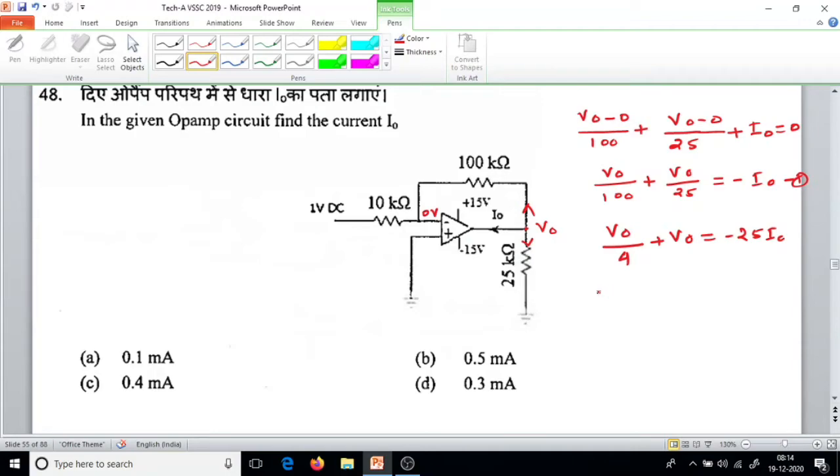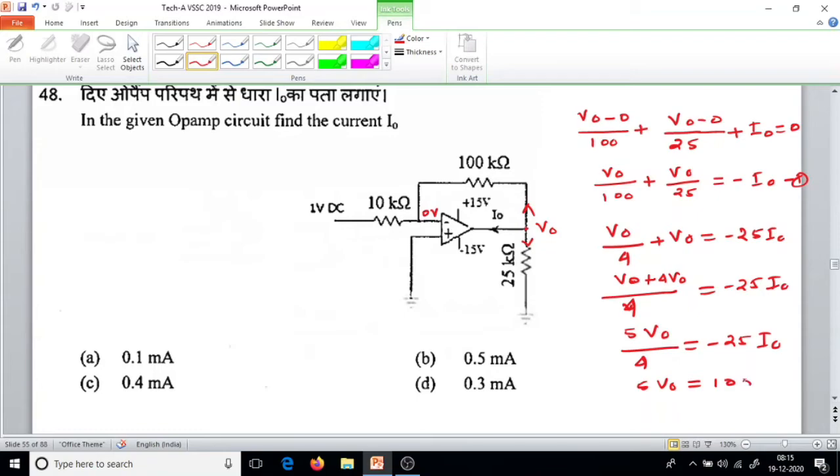So what is the equation for I naught? First we'll apply LCM here. That is 4 V naught plus 4 V naught equal to minus 25 I naught. 5 V naught divided by 4 equals minus 25 I naught, which equals 5 V naught equal to minus 100 I naught.